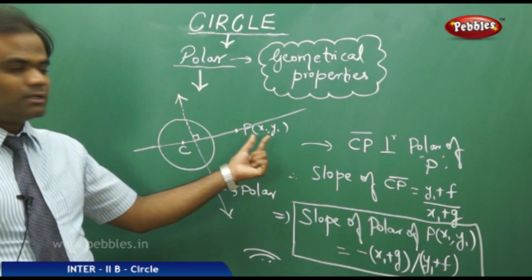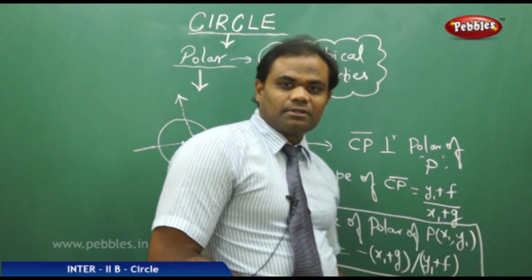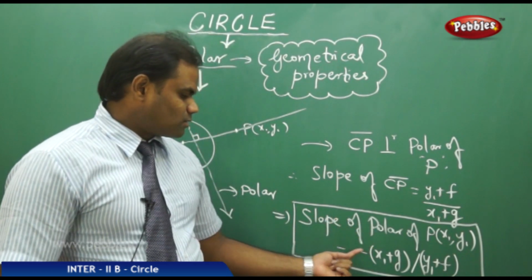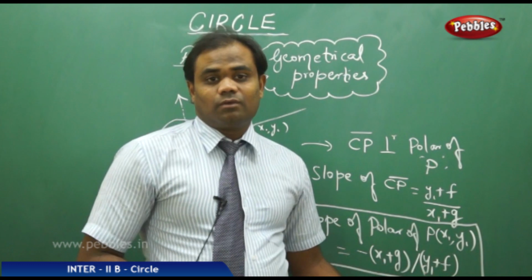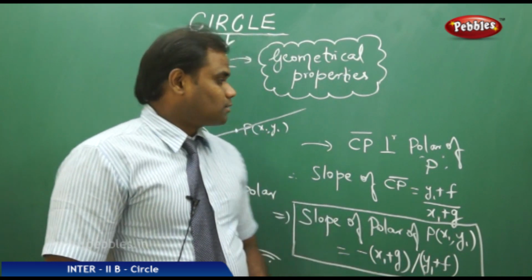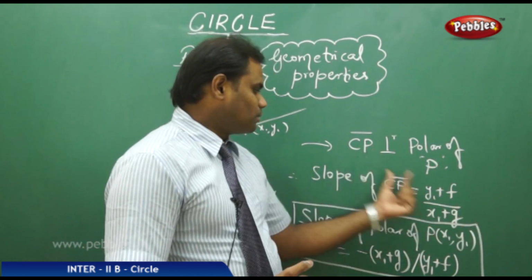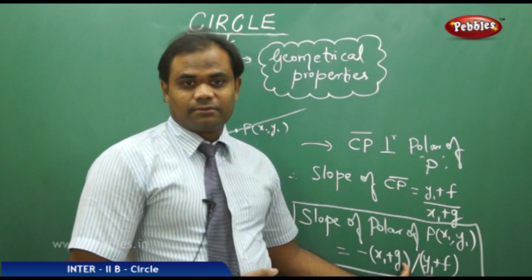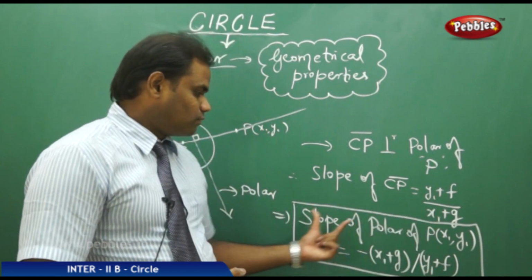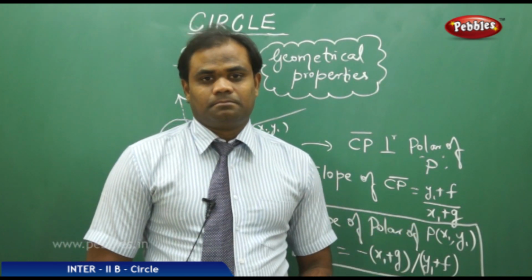So the geometrical property has led to this: when the slope of the line CP, that is from the center of the circle to the pole, is (y1 + f)/(x1 + g), then the slope of the polar of P is given by the formula minus (x1 + g)/(y1 + f), because the product of slopes is minus 1 when two lines are perpendicular, and therefore this slope is the negative reciprocal of the given slope. The slope of the polar of P is the formula derived here.